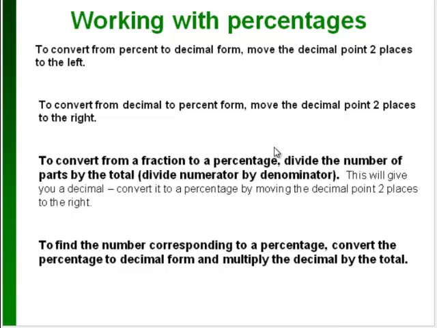If you want to go backwards from decimal to percent form, then you have to move the decimal point 2 places to the right. If you want to convert from a fraction to a percentage, divide the number of parts by the total, or in other words, divide the numerator by the denominator. This will give you a decimal, and then you have to convert it to a percentage, again, by moving the decimal point 2 places to the right. And finally, if you want to find a number that corresponds to a certain percentage, convert the percent to decimal form and then multiply the decimal by the total.